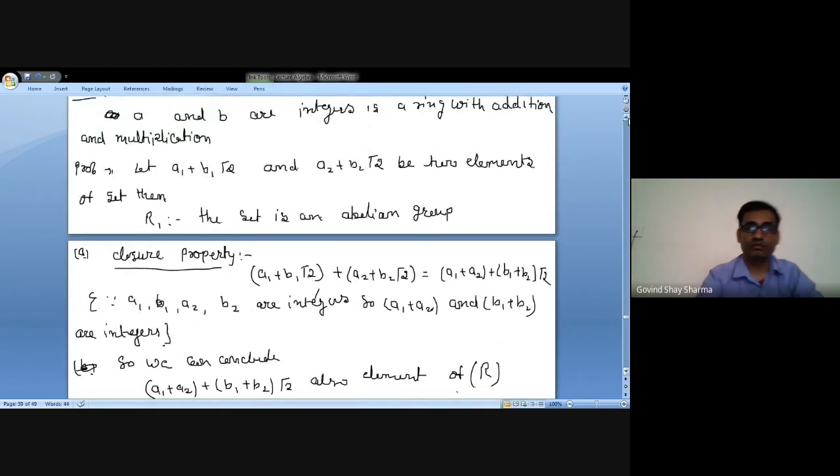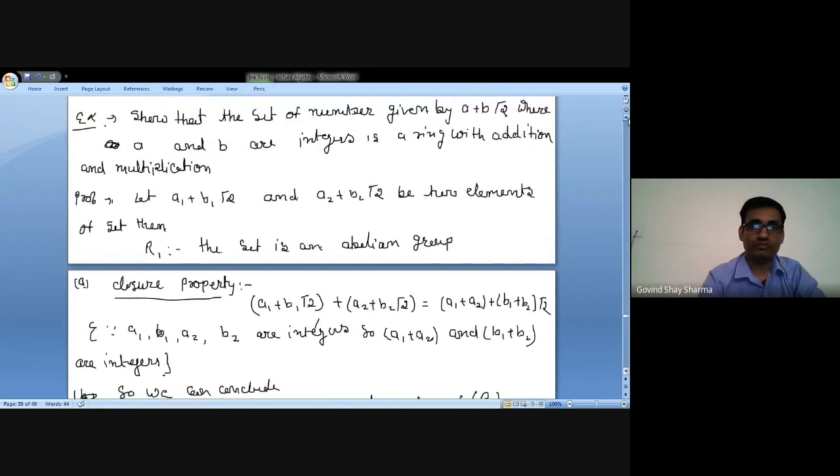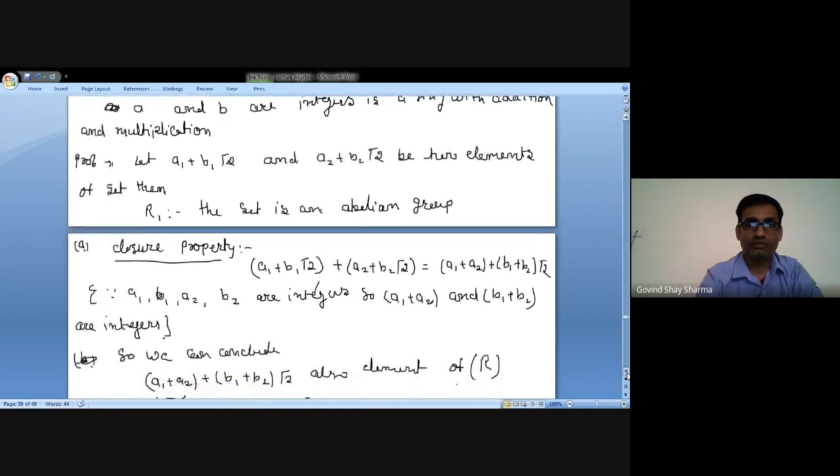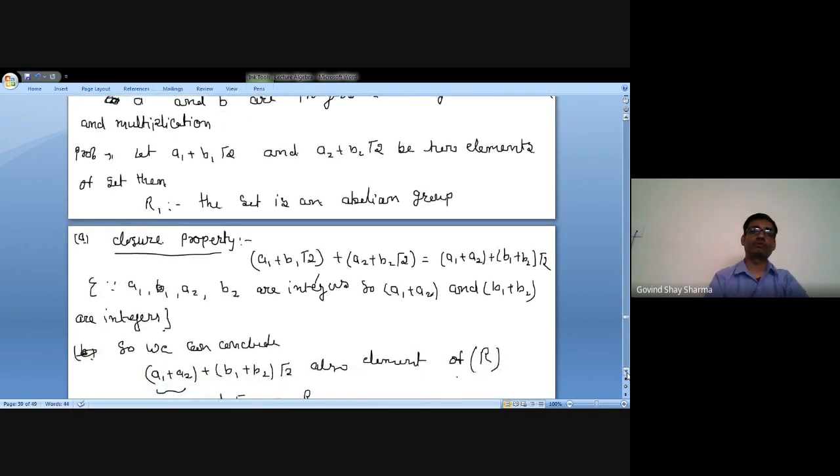Okay. So show that the set of numbers given by a plus b root 2, where a and b are integers, is a ring with addition and multiplication. So we see, let a1 plus b1 root 2 and a2 plus b2 root 2 be two elements of the set.